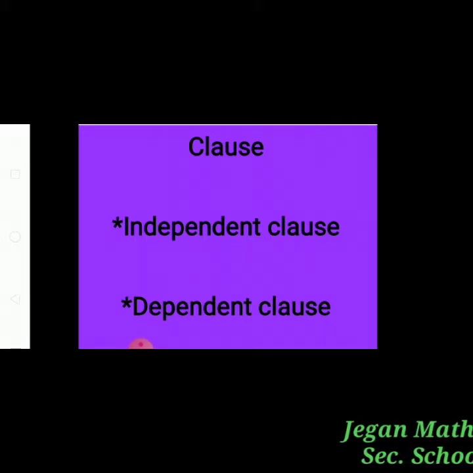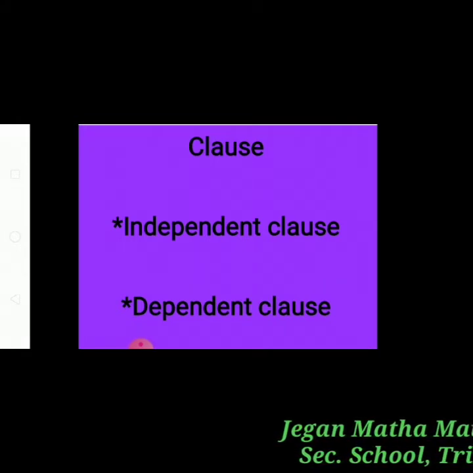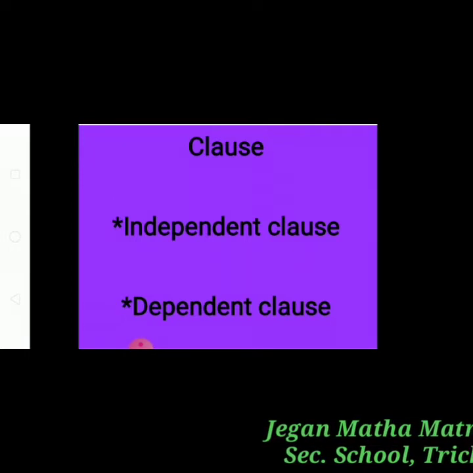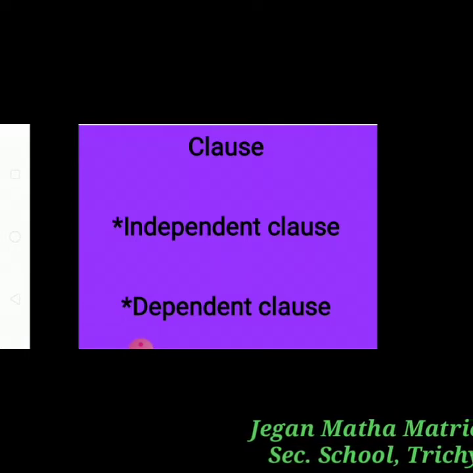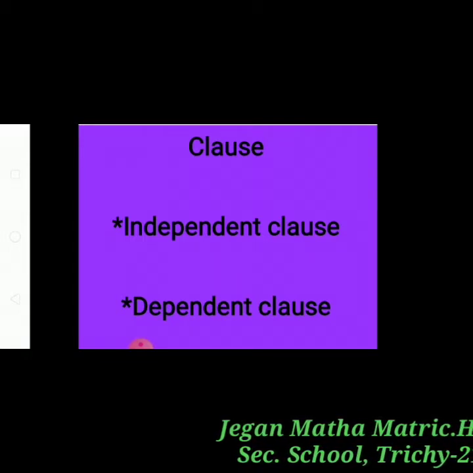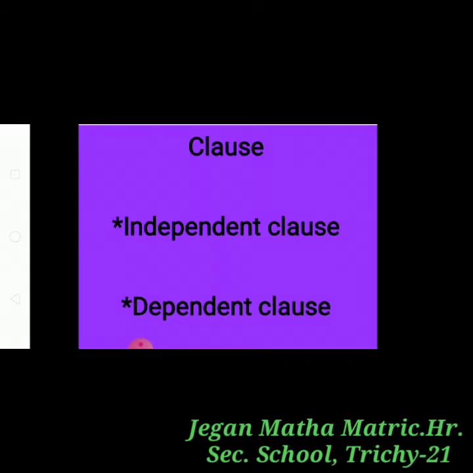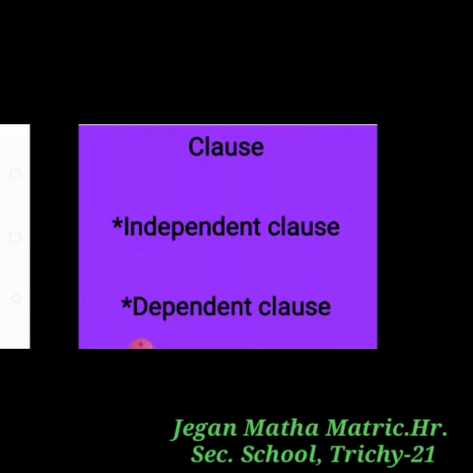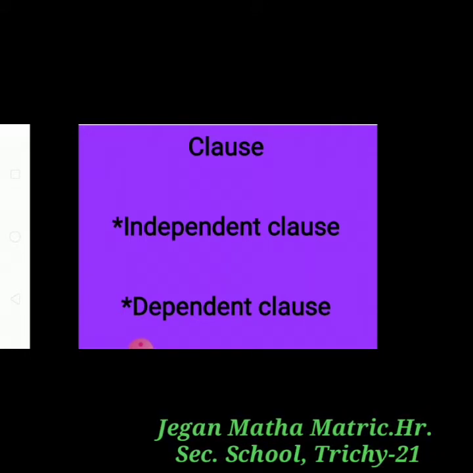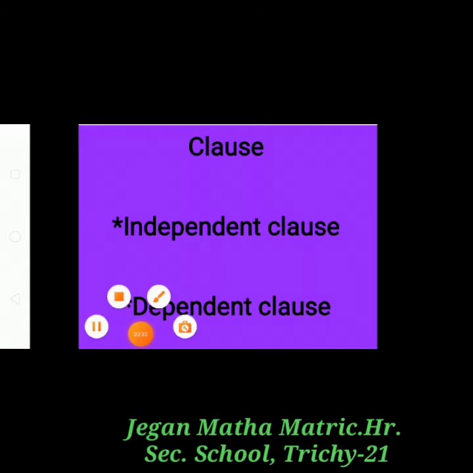So, a clause is a group of words. I need a book is a group of words that contains both a subject, I, and a predicate, need a book. Dear students, have you understood what a clause is? And there are two types of clauses: independent clause and dependent clause.